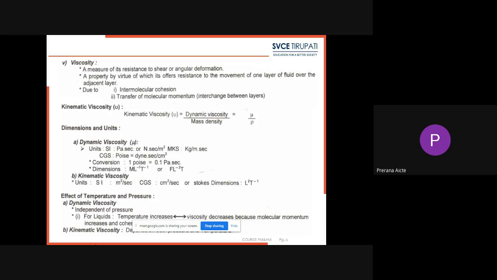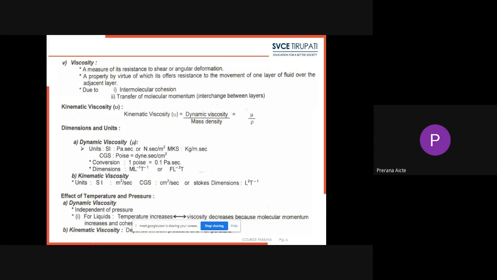So due to this collision between the particles, the viscosity will take place. So mainly this viscosity will occur in water due to intermolecular cohesion and due to transfer of molecular momentum, that is, interchange between the layers of the fluid. So this viscosity is of two types, kinematic viscosity and dynamic viscosity. Kinematic viscosity is denoted with nu and it is defined as the ratio of dynamic viscosity to mass density, that is, nu equals mu by rho.